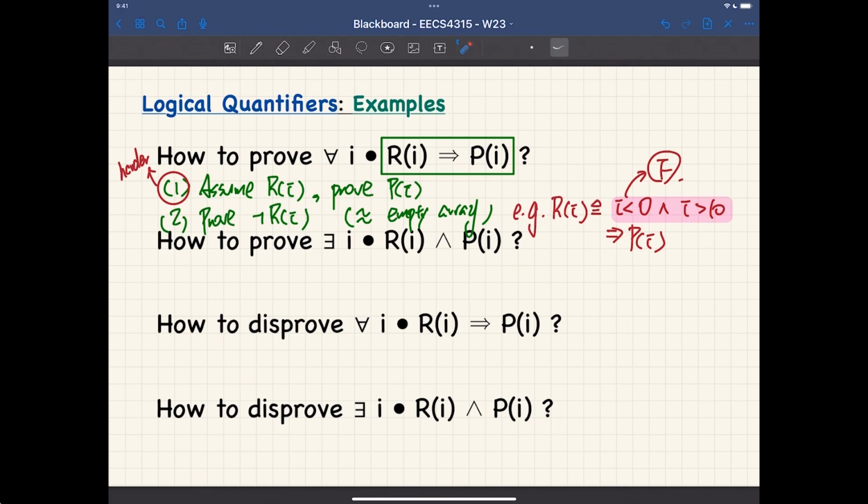Contradiction, exactly. And I'm going to give you guys some very interesting use of a model checker right away. Okay, let me write this down. This one, the strategy will be to give a witness, or in this case, a counterexample, such that Ri is actually true, but Pi is not true. Okay? That's the only way.